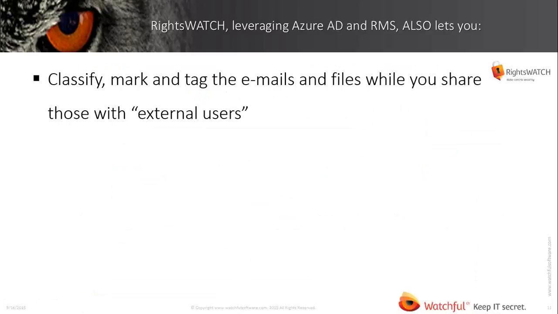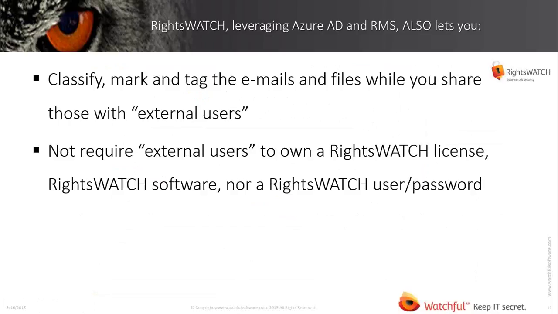Other things that RightsWatch enables you to do is to classify, mark, and tag the emails when you're sharing those. So it's not just protecting them with the RMS policies and control and access policies. It's also the watermarking, the dynamic watermarking, the fingerprinting, so that you can decrease corporate liability just because you're adding elements. You're structuring typically unstructured information so that other systems and other users, whoever is accessing those files, will reason better over those files.